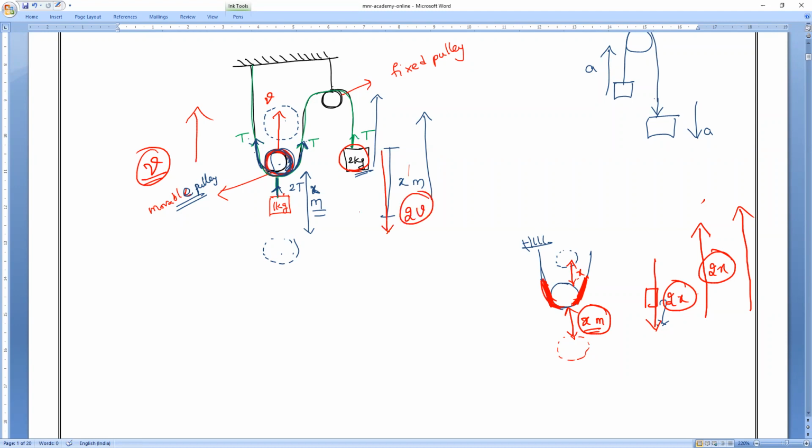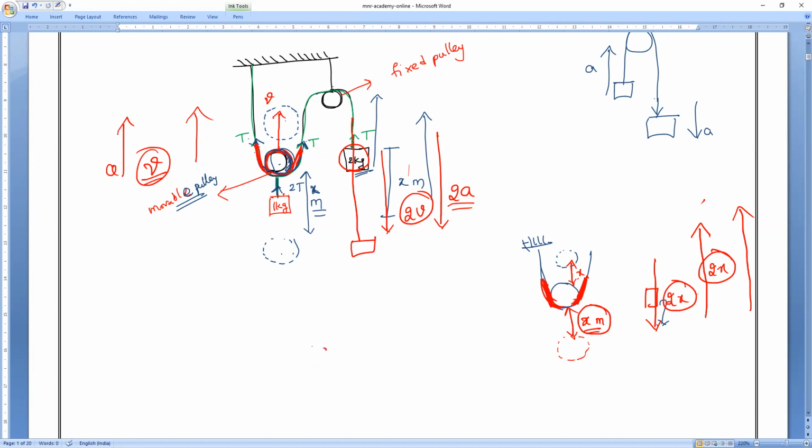Do you understand? If this body goes upward with acceleration a, then this body will come down with how many times the acceleration? Everybody. 2a times. Understand? Because it is a mobile pulley. When the body goes upward, the length of the string on this side and the length of the string on this side are both added to this, so that the body goes 2x distance. Do you understand, everyone?